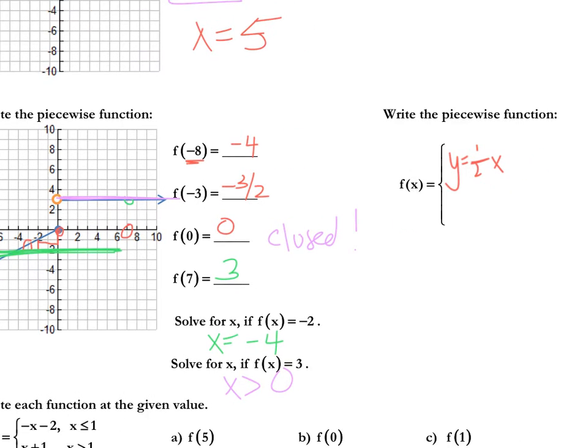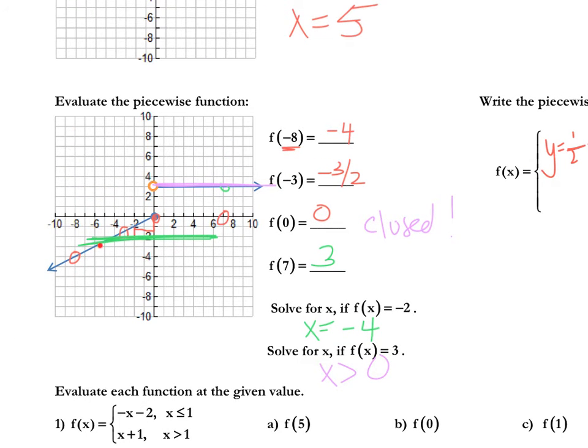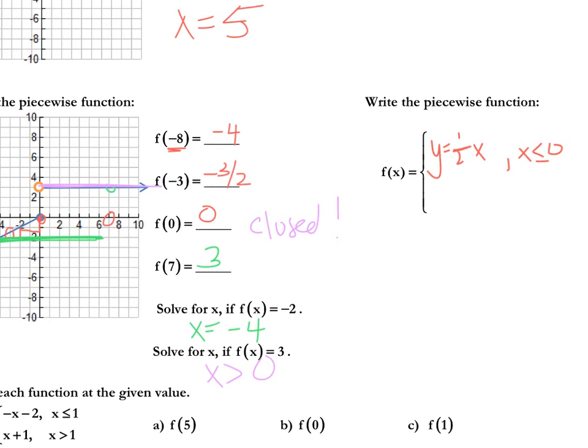I'm going to put my little comma, and then I'm going to say when x is less than or equal to 0. So notice that we only want this function for when x is less than or equal to 0. And then when we write the next function, we want it for only when it's greater than 0. So then my next function is going to be y equals 3 for when x is greater than 0.